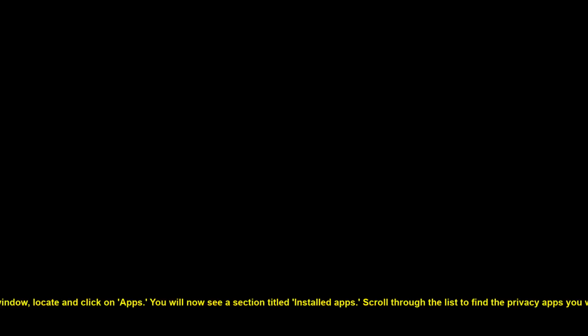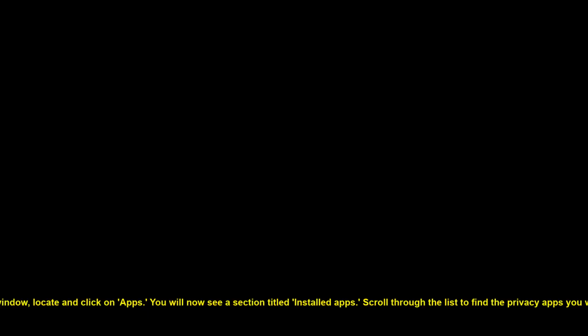Today we will show you how to uninstall Windows 11 privacy apps you no longer need. Easy tutorial, step by step, clearly. Begin by logging into your Windows 11 account. Click on the Start menu located in the bottom left corner of your screen. Once the Start menu opens, select Settings from the list. In the Settings window, locate and click on Apps.